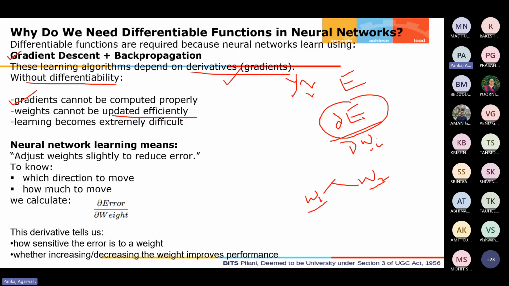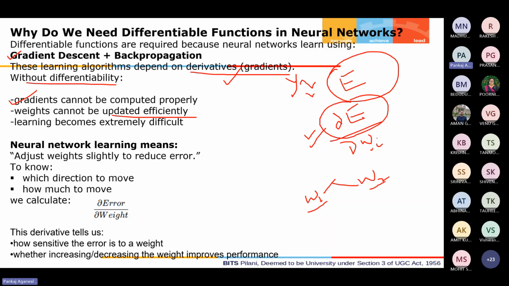So weights cannot be updated efficiently unless my functions are derivable, right? Because error cannot be distributed equally to all the weights. If suppose there are thousands of weights which are connected in the network, all the thousands of weights cannot equally handle the error in the same way. That's the thought process, right?